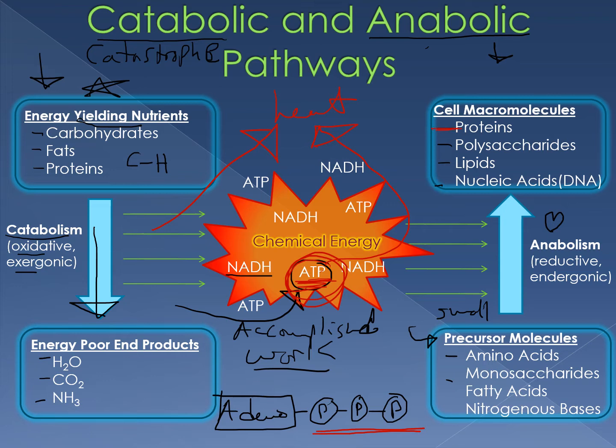And what we can do is take ATP and use it to produce things like these big molecules: proteins, polysaccharides, lipids, DNA, or nucleic acids. We're using the energy in ATP to build things that we want. And all of this requires energy.